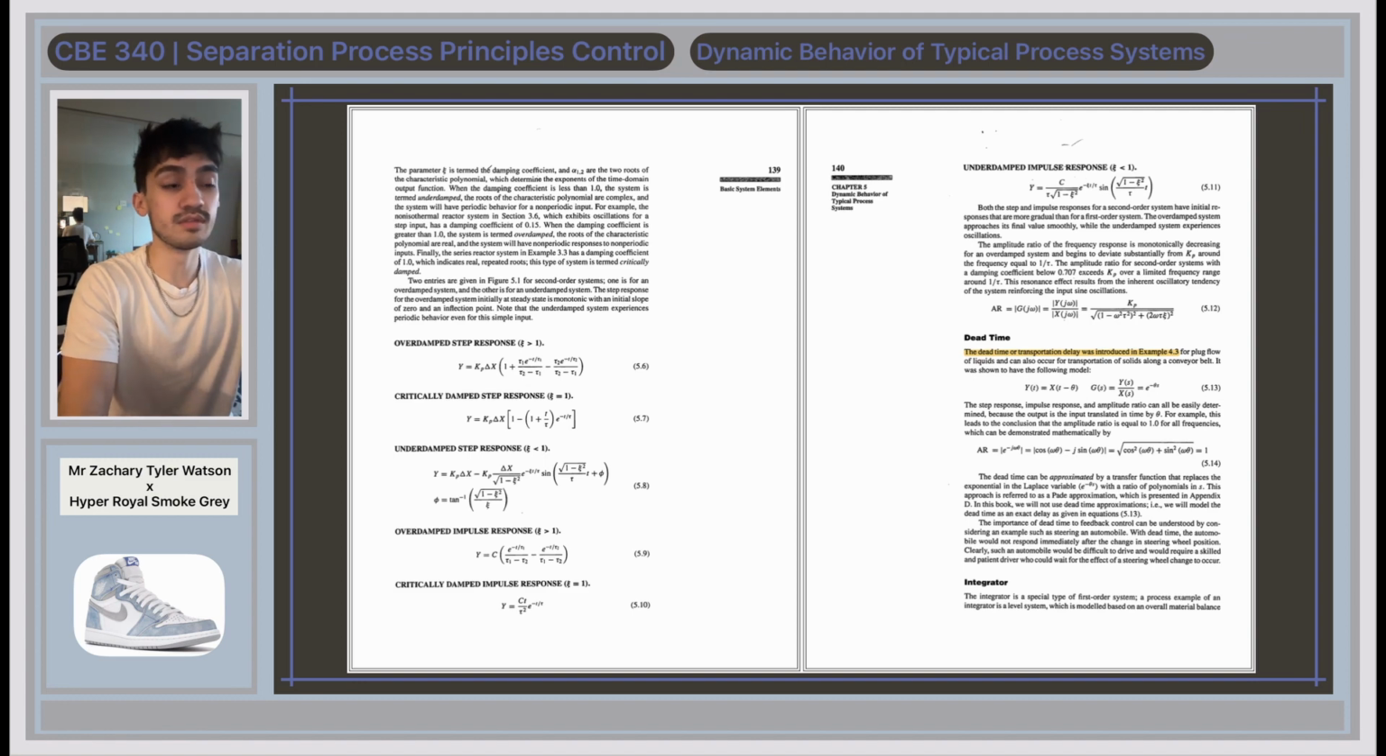So again, the amplitude ratio is given as equation 5.12 for a second order system. It's also defined similarly as the absolute value of the transfer function of variables j and w. And we'll have another note. We no longer have just swapping out s equals j, w.